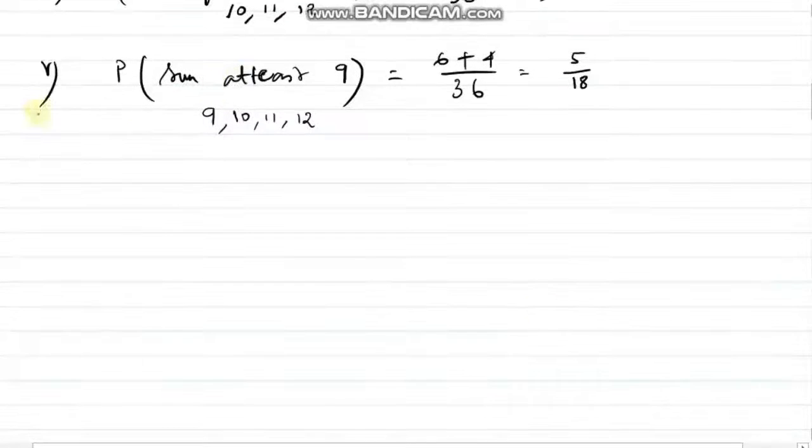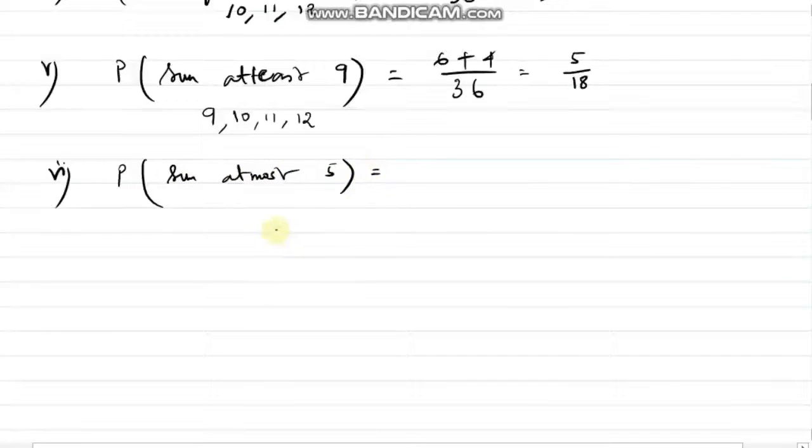Another term that we should know is probability of sum at most 5. I said sum at most 5. That means the maximum value of the sum can be 5. So, the sum can be 5, 4, 3, 2, or 1. Is that possible? No. The minimum sum can be 2 only.